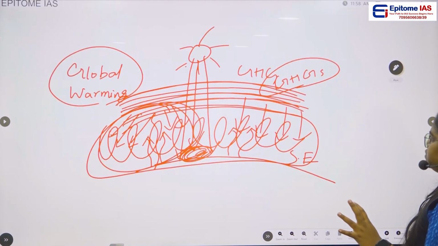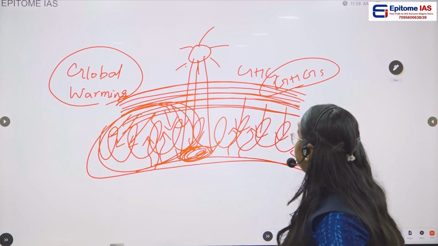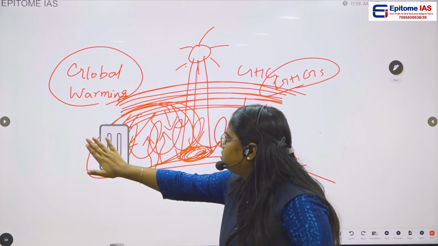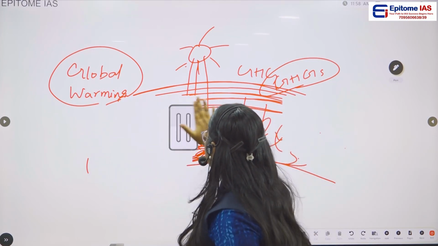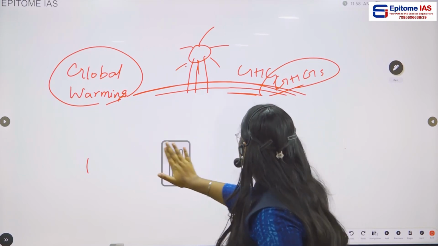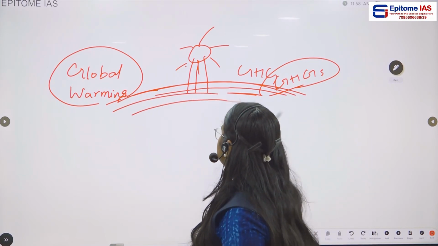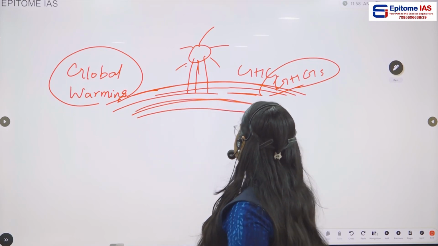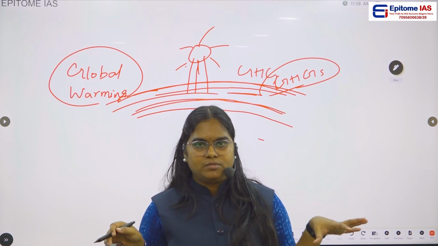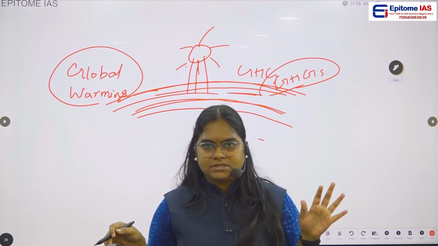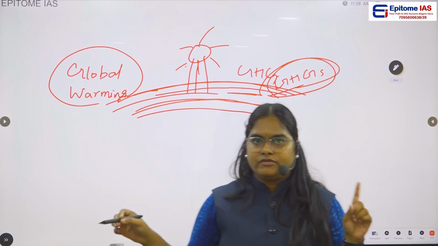So what I wanted to say here is, this is not actually a very bad thing. Why? Because in recent years, because of the increase in the amount of greenhouse gases, the Earth's temperature is getting heated up, and because of that we are having this issue of global warming and other consequences. But this phenomenon is actually helpful for the Earth.